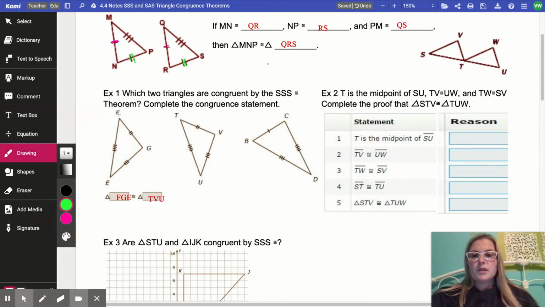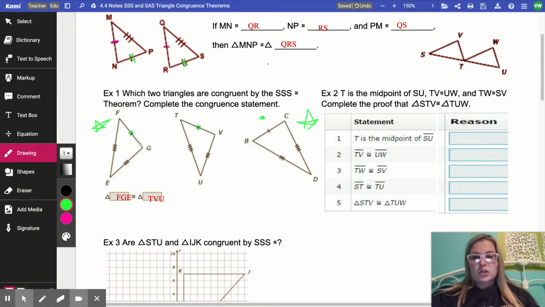So it's going to be triangle FGE congruent to TVU, and here's why. FG has two tick marks right here, and TV has two tick marks, so those sides are congruent. Over here, none of the sides on this third triangle have two tick marks. So there's no way that triangle FGE is going to be congruent to BCD. They already don't have this one congruent side, so there's no way these two can be equal.